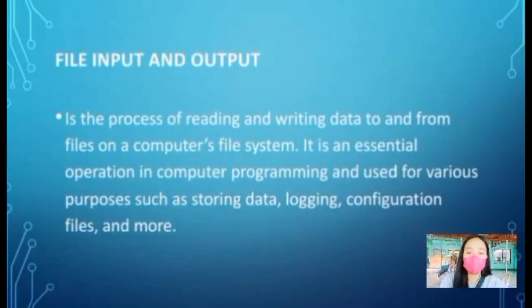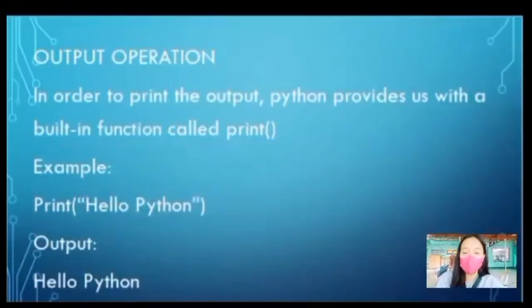File input and output is the process of reading and writing data to and from files on a computer file system. It is an essential operation in computer programming and used for various purposes such as storing data, logging, configuration files, and more. The output operation: in order to print the output, Python provides us with a built-in function called print().